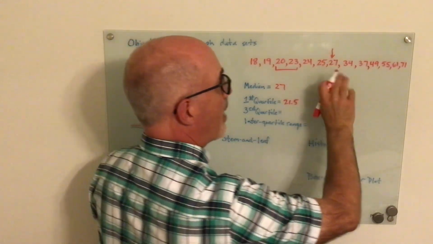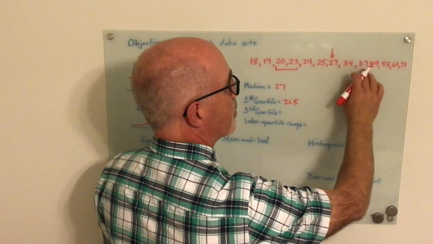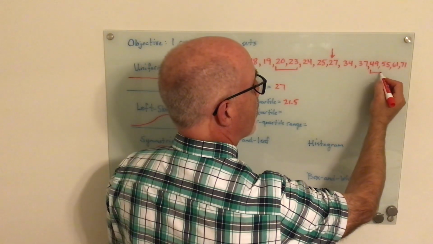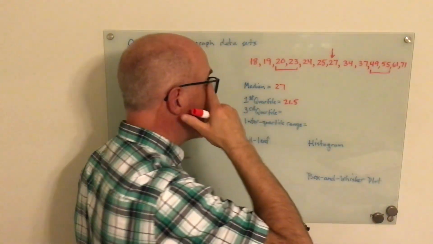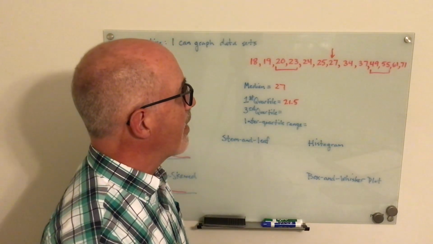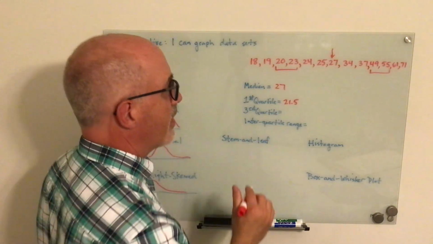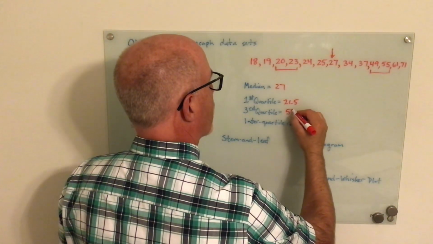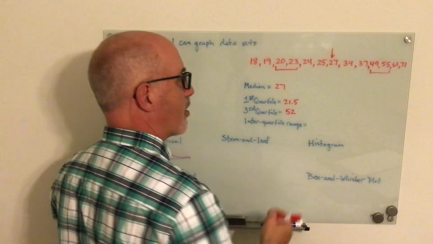Now we go to the top half, these 6 numbers, 1, 2, 3, 4, 5, 6, and then we're going to average these 2 middle numbers because there's 2 in the middle. Again, if there's an odd number, you just find the one in the middle. And so halfway between those 2 would be 52. So that's our third quartile.